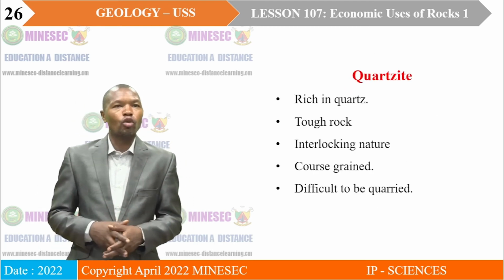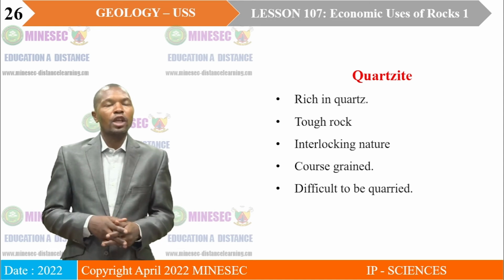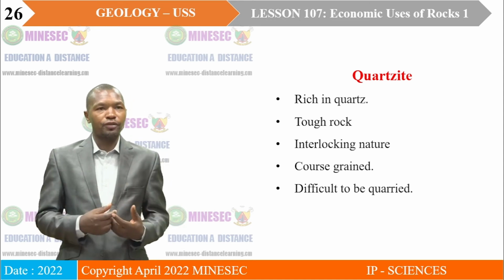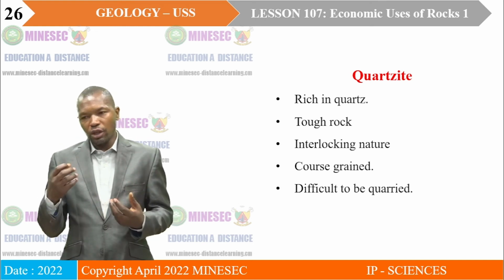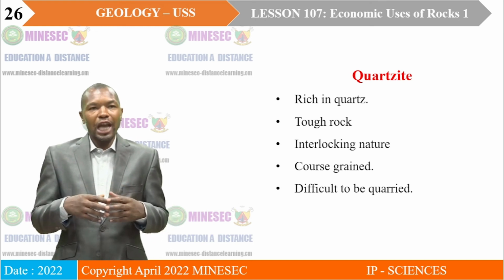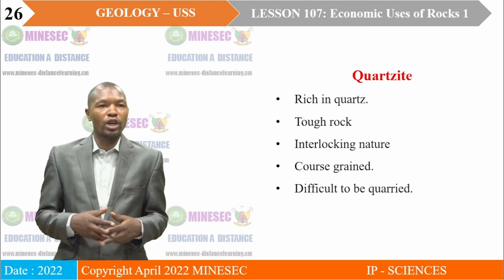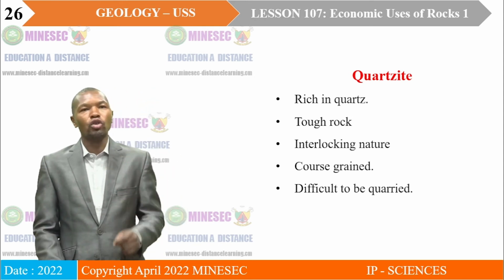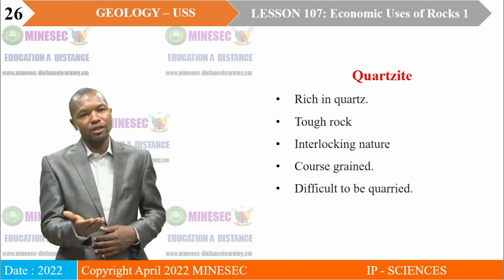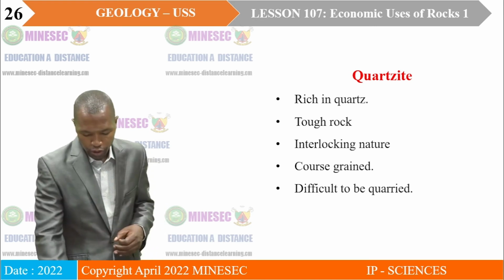Then we have quartzite. Quartzite is rich in quartz, and it is tough, and it is also made up of interlocking minerals. It has an interlocking nature in the way the quartz is oriented, and it is coarse grained and difficult to quarry, so it stands the chance of being a good foundation stone.